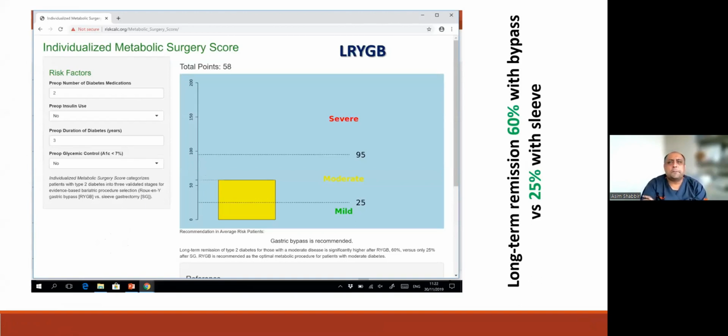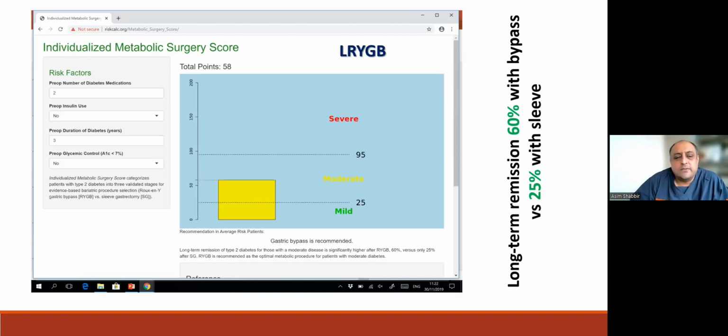Now, when we select procedures, there are three things. We need to look at weight loss, we need to look at the metabolic outcomes, and we need to look at the patient-reported outcomes. Unfortunately, there is no data on patient-reported outcomes. There's a lot of data on complications, metabolic outcomes, and on weight loss.